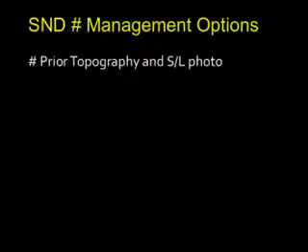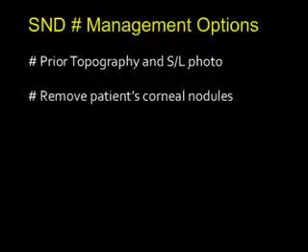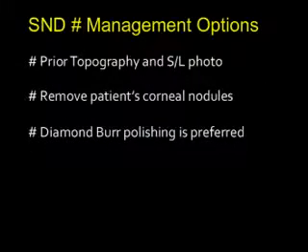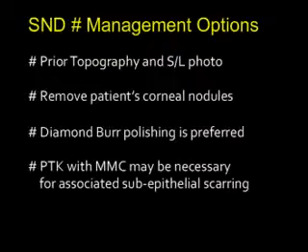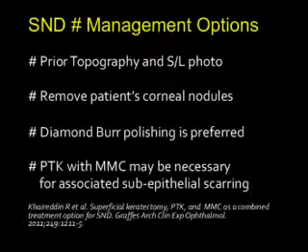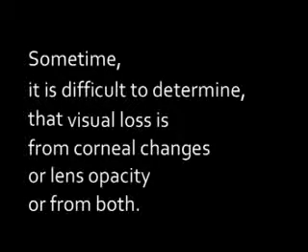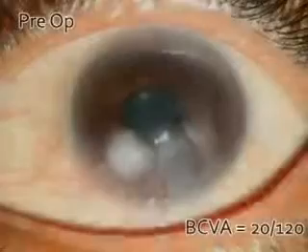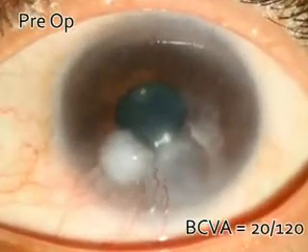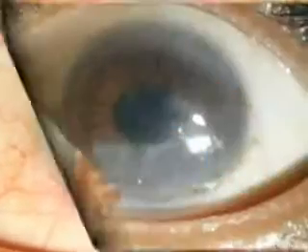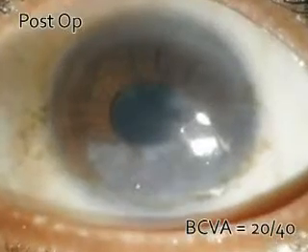To summarize, management options for SND: prior topography and slit lamp photo, remove corneal nodules, diamond bar polishing, PTK with MMC may be necessary for associated subepithelial scarring. Sometimes it is difficult to determine whether the visual loss is due to corneal changes or due to lens opacity or both. Nodular resection will give the clue.